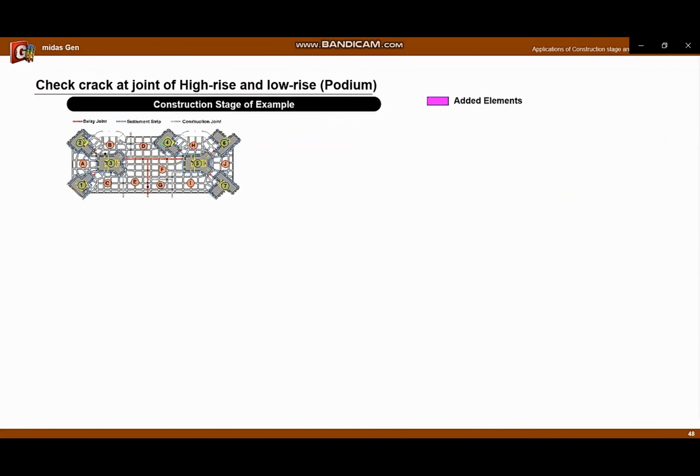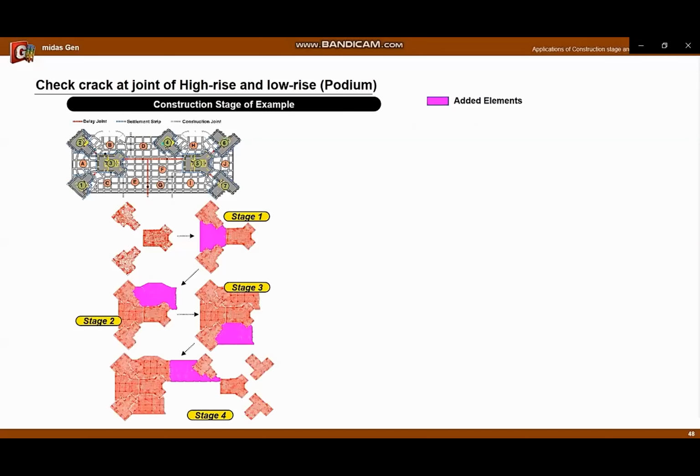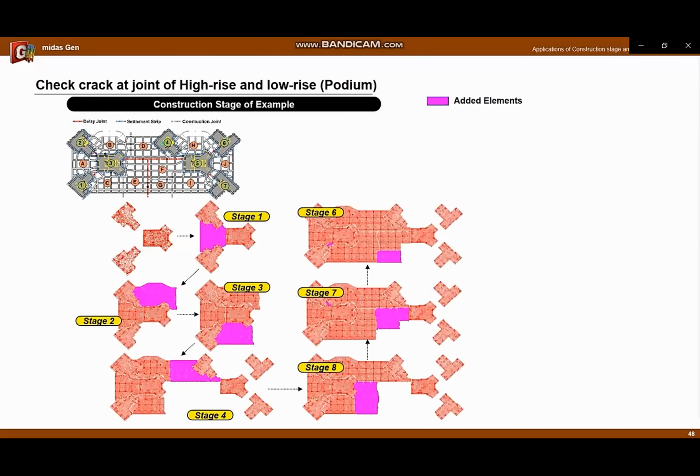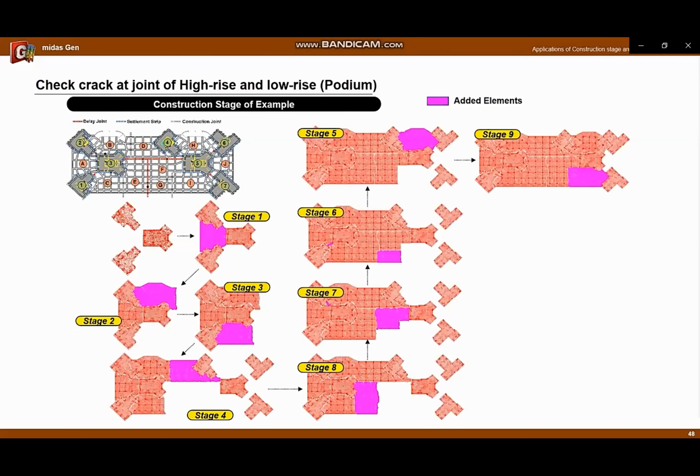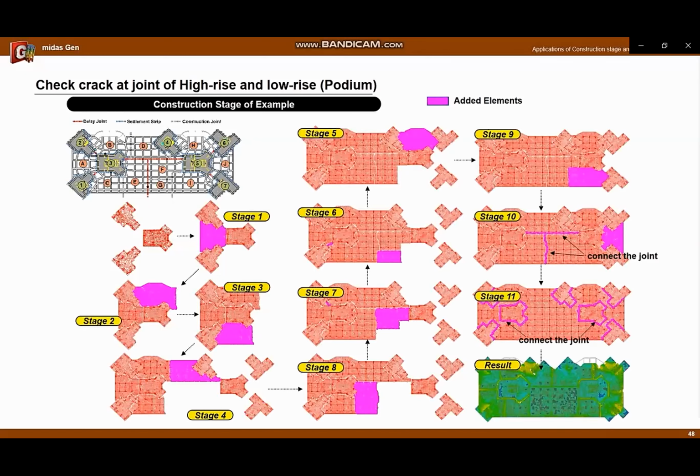The next is an example of the analysis sequence for the example structure. Each construction area was analyzed in order, and after the entire horizontal member was installed, joints were connected and analyzed.